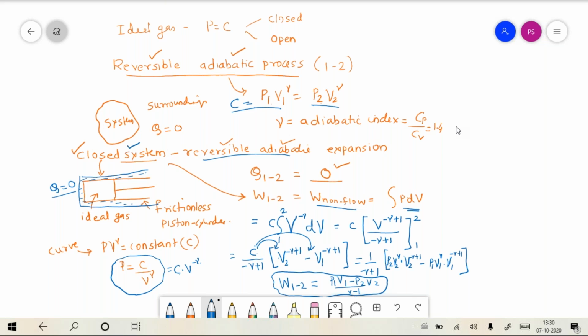Let me ask now the next question. What about the entropy change during this process 1 to 2? What about the entropy change when the process is 1 to 2 reversible adiabatic? So how do you find the entropy change? For finding the entropy change, yes, Kunal, entropy change, not the absolute entropy. What you have written is the absolute entropy value. Delta S, not S. Okay. So Kunal, it is delta S.